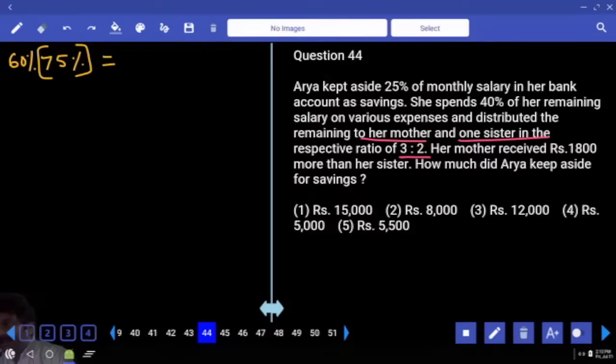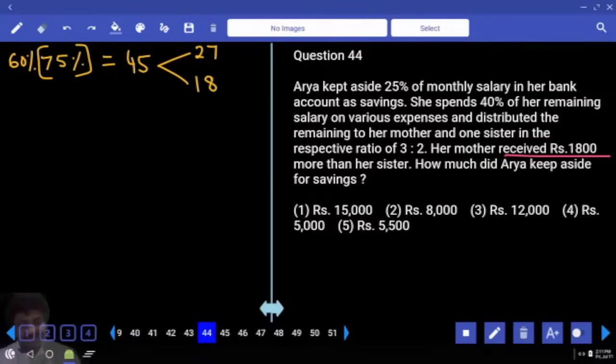60% of 75 or 75% of 60. If you want to calculate 60%, 10% double and triple is easy. 10% 7.5, double 15, triple 45. Otherwise, if you calculate 75%, half plus half. Half of this number 30, again half 15, both together 45. Now this 45 is given to mother and sister in the ratio 3:5. 8 parts 45, each part 9. 9 times 3, 27 given to mother, 2 9 times 18 given to sister.